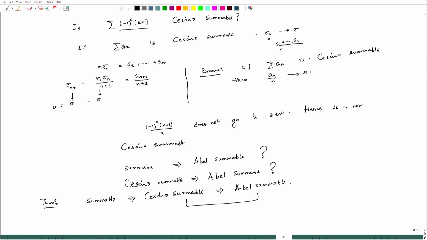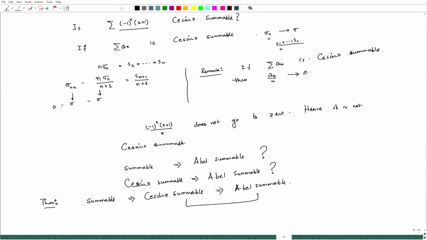And as we have seen, the reverse direction does not hold, because we know that there exists a Cesaro summable series, namely minus 1 to the power n, which is not summable. And we have got an Abel summable series, minus 1 to the power n, n plus 1, which is Abel summable, but it is not Cesaro summable, and neither is it Cesaro summable nor summable. So, the reverse direction is not true. So, now let us try to prove that Cesaro summability will imply Abel summability.